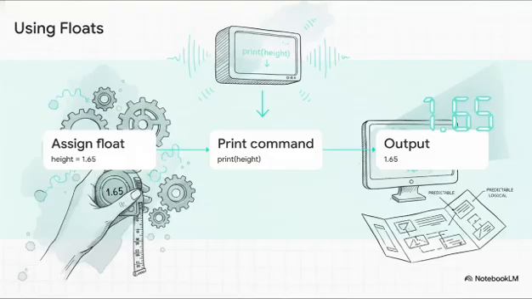Let's walk through the execution of a float variable so you can see it in action. Step 1, we assign our decimal value. Height equals 1.65. Step 2, we issue the command print height. And step 3, Python outputs exactly what we entered, 1.65. Assignment, command, output. Once you get a feel for this pattern, the logic becomes incredibly predictable.